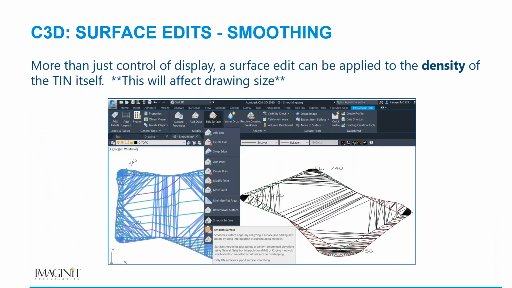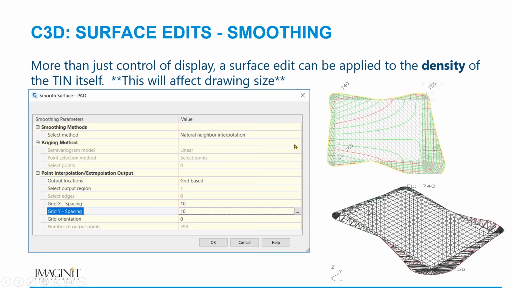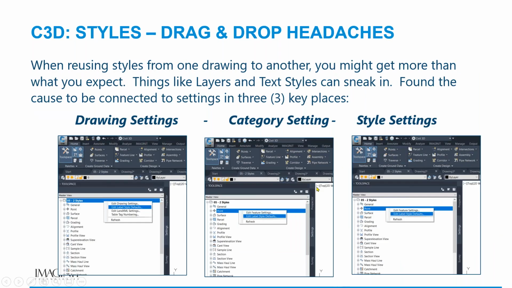Smoothing a surface. If a surface is not looking really pretty, existing or proposed, we can go inside there and add or increase the density of it, not through a style, but actually increasing the TIN on it. And in this case, I gave it a 10 by 10 grid and made it a lot smoother. Other options here: you have to be careful when you drag and drop styles, because you can be pulling in too many layers or too many blocks or too much junk that you didn't know was actually in there. It doesn't just pull the layer of the styles, is what it comes down to.